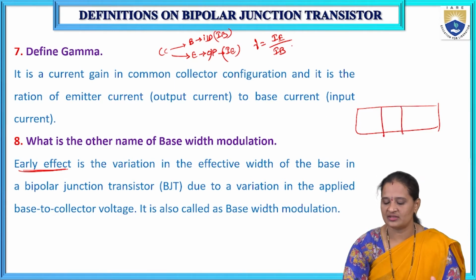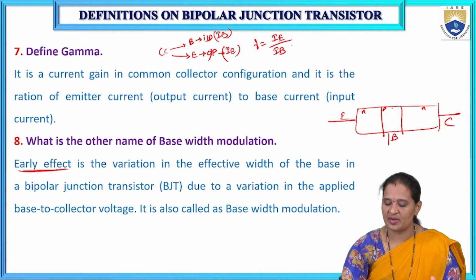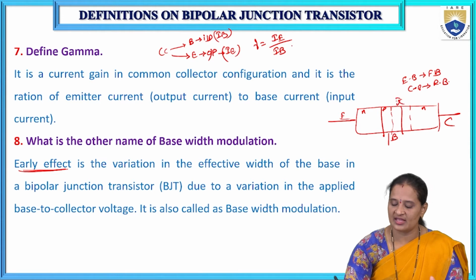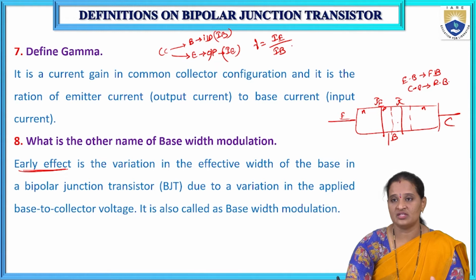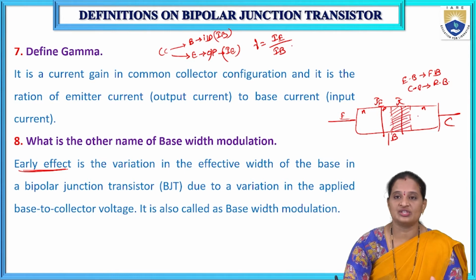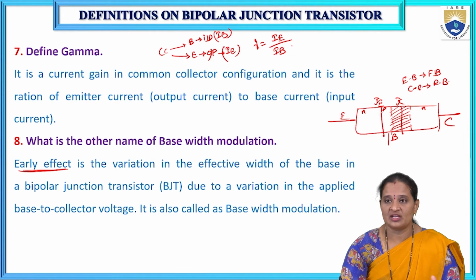Let us consider an NPN transistor. This is the emitter terminal, this is the base terminal, and this is the collector terminal. Always remember, in order to operate the transistor as an amplifier, the emitter to base junction should be forward biased, whereas the collector to base junction should be reverse biased. This is the collector junction JC and this is the emitter junction JE. If we reverse bias this collector to base junction, what happens? The width of the depletion region near the collector junction will be more widened when compared to the emitter junction. As it is more widened and the base is lightly doped, always the doping concentration is inversely proportional to the width of the depletion region.